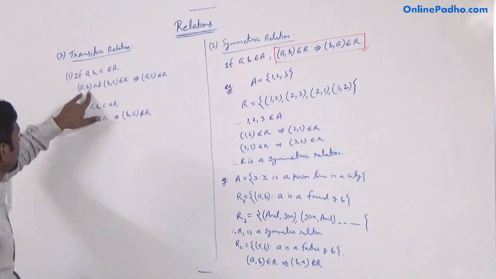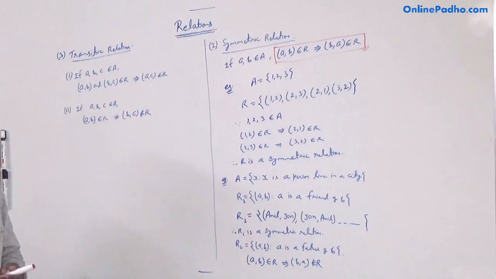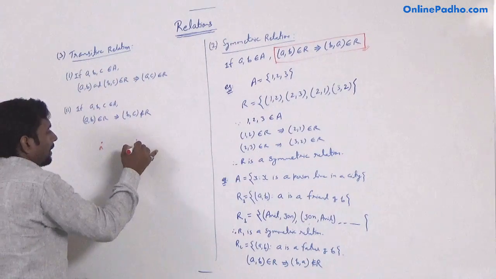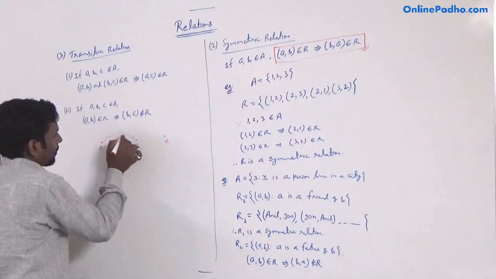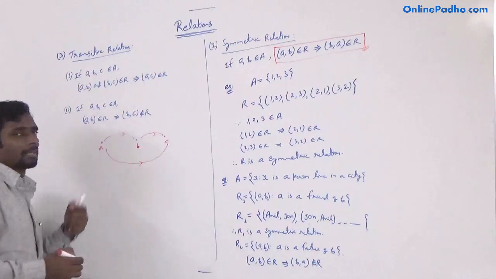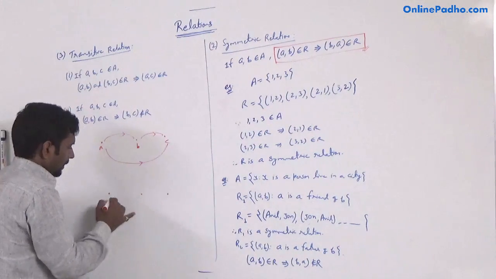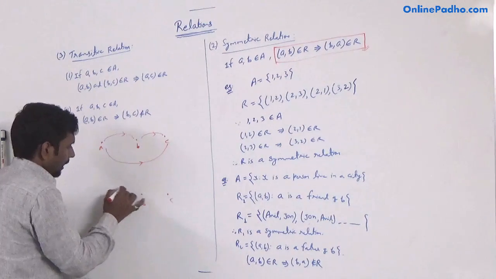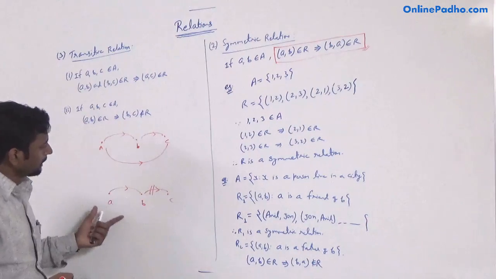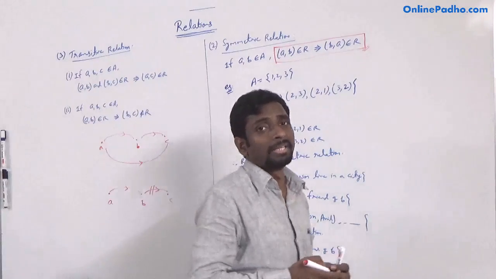First type is if AB and BC belong to R, then AC must belong to R. Diagrammatically, we can say that here A, B and C. If AB belong to R and BC belong to R, then AC must belong to R. This is called transitive relation. In the second case, if AB belong to the relation but BC not belong to the relation, in this case, again, this is a transitive relation. So there are two different parts of the transitive relation.